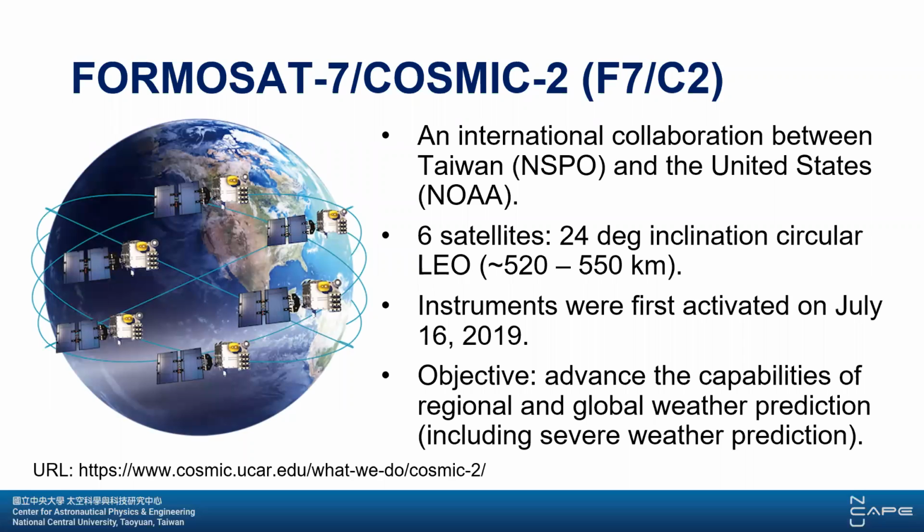FORMOSAT-7 COSMIC-2 is an international collaboration between Taiwan National Space Organization and the United States NOAA. There are 6 satellites in a circular orbit of 24-degree inclination at about 520 to 550 kilometer LEO. The instruments were activated on July 16, 2019, which means the data is only after then. The objective for this mission is to advance the capabilities of regional and global weather prediction.